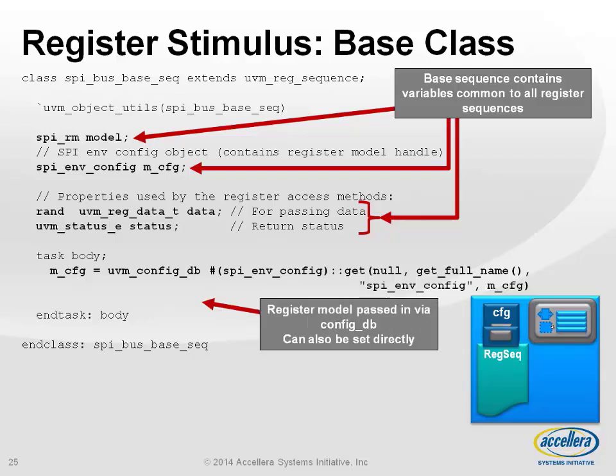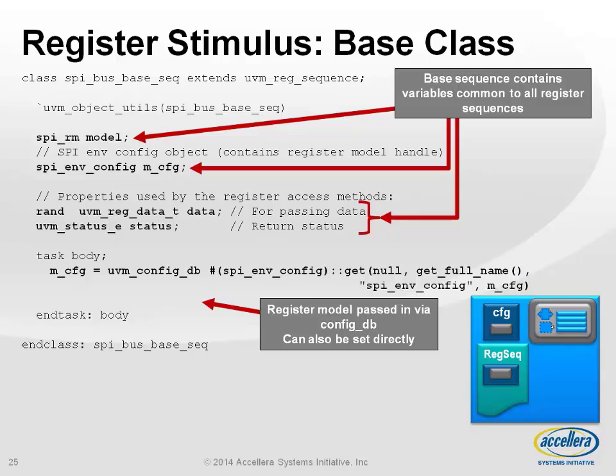And then in the body method, we're going to use the config database to get the environment configuration so we can figure out what's going to happen here. What we're doing here is the config object that we pass into the environment is the same one we're going to get from our register sequence because it has all the information that we need. So rather than having the environment pull that information out and send it into the sequence, which we could do, we can do it this way as well.